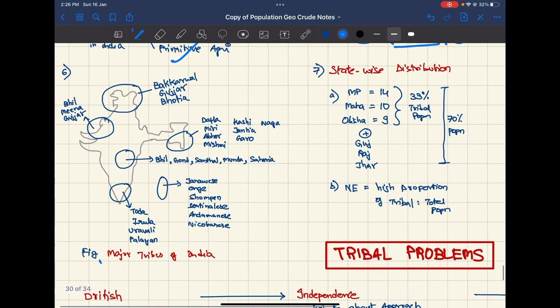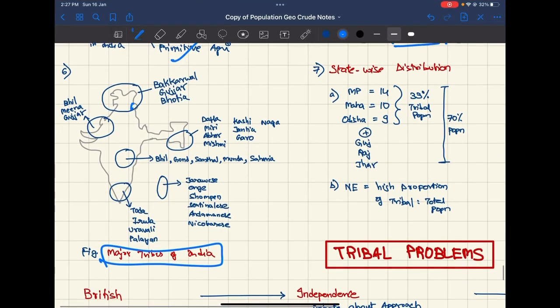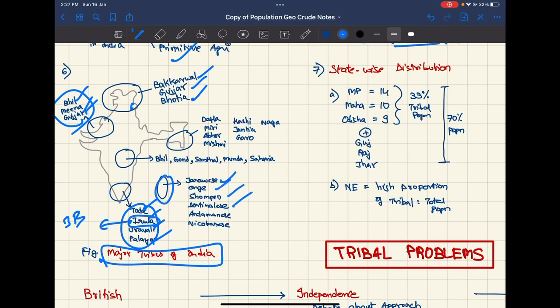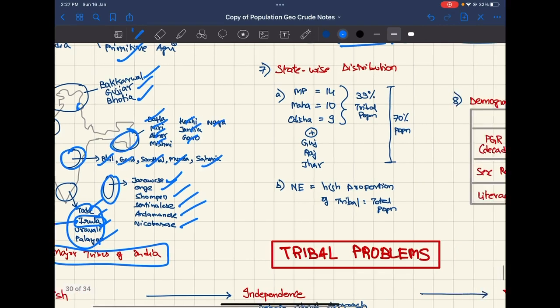And the major tribes of India are: in Jammu and Kashmir and Himachal we have Bakarwal, Gujar, and Bhotia. Here we have Bhil, Meena, and Gujar. In south we have Toda, Irula, Uravali, and Palayan. Irula is seen in the JB movie. And in islands we have Jarawas, Onge, Shompen, Sentinelese, Andamanese, and Nicobarese. In central India we have Bhil, Gond, Santal, Munda, Saharia. In northeast we have the Apatani, Abor, Mishmi, Khasi, Jaintia, Garo, and Naga tribes.